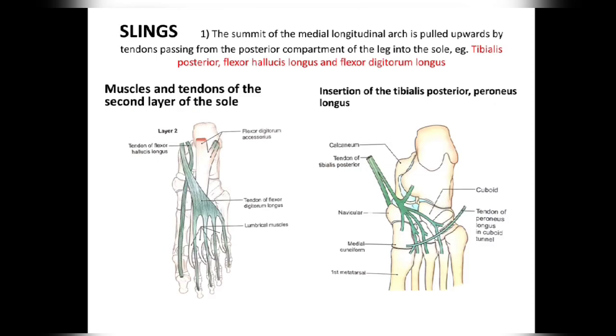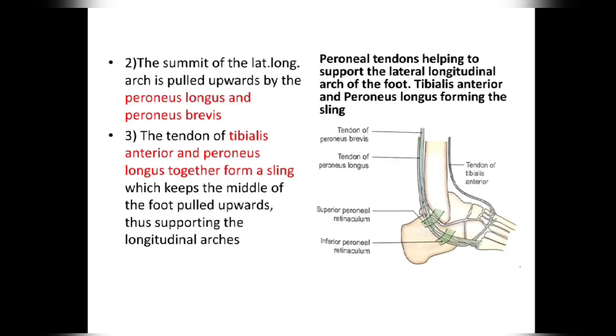Slings. The summit of the medial longitudinal arch is pulled upward by tendons passing from the posterior compartment of the leg into the sole, for example tibialis posterior, flexor hallucis longus and flexor digitorum longus. The summit of the lateral longitudinal arch is pulled upward by peroneus longus and peroneus brevis.